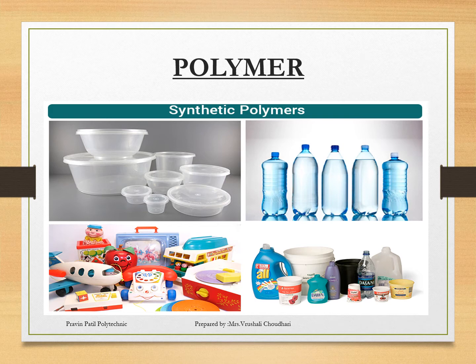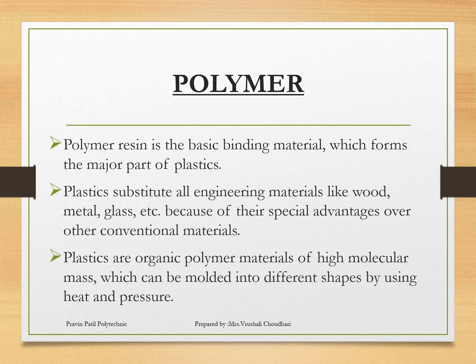What is plastic? Plastic is one type of polymer that is obtained from a binding material, and that is a basic part of polymer. It is used as a main substitute for engineering materials like wood. Earlier, for making buttons and electric switchboards, we were using wood, but now it is replaced by plastic. Metal and glass are also replaced by plastic, having special advantages over the conventional materials.